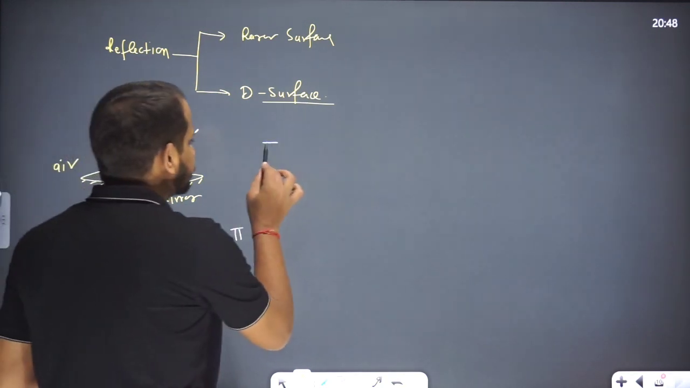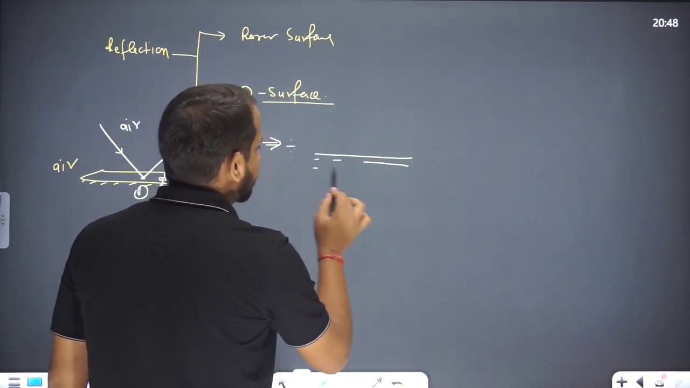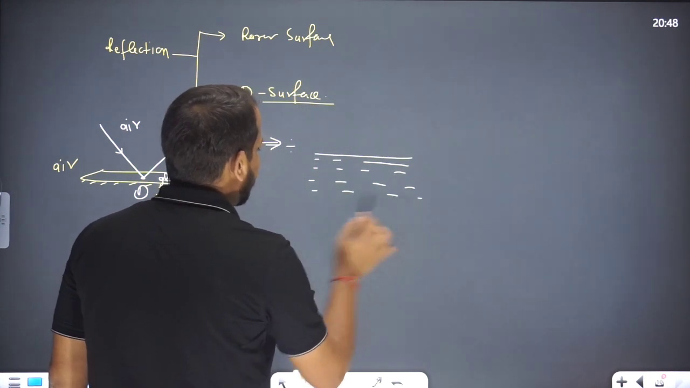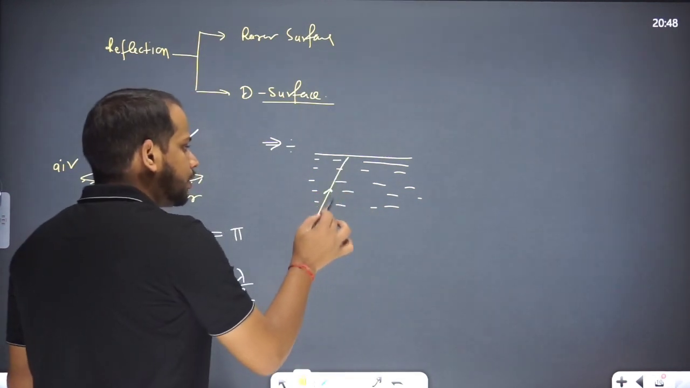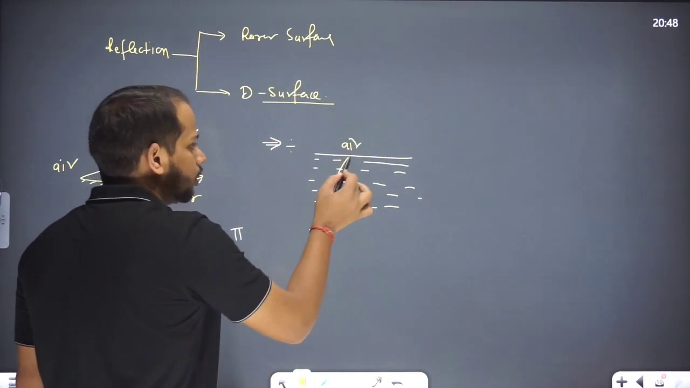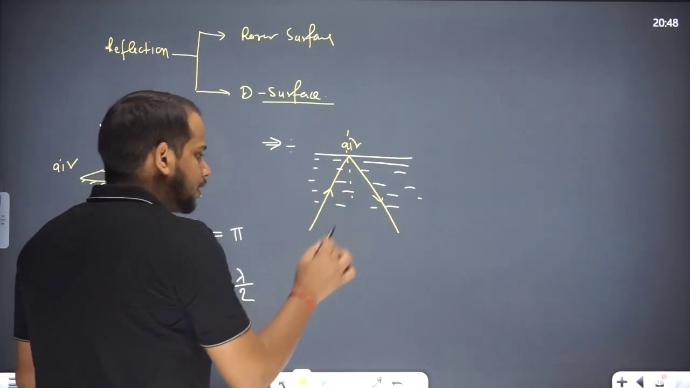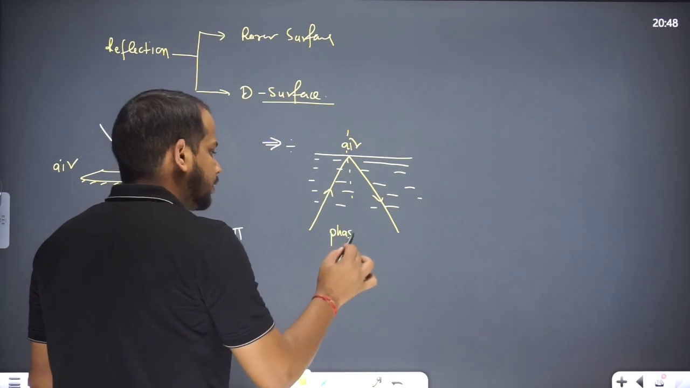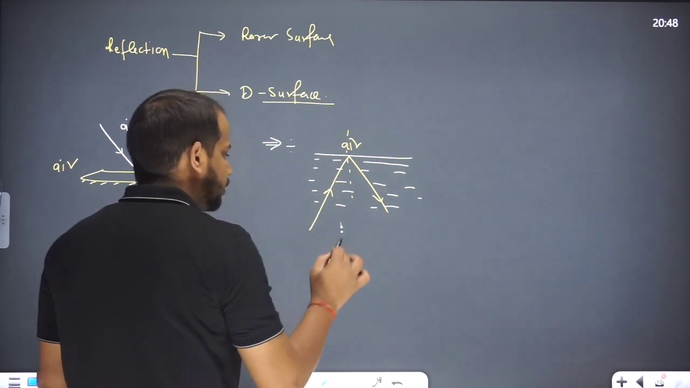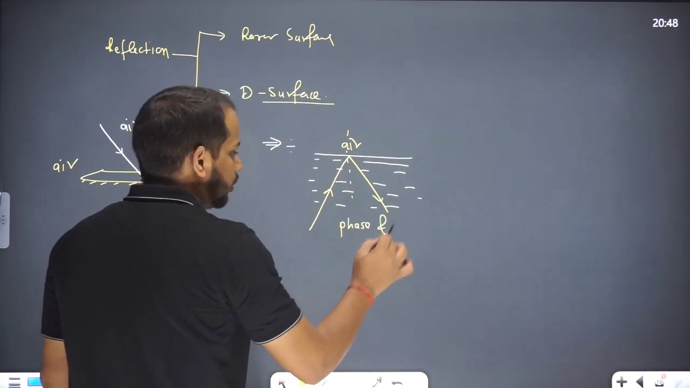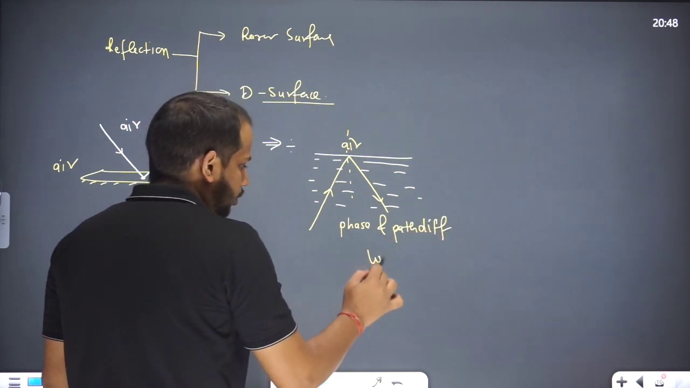If I am saying, let's assume this is the water surface we have, right? If this is the water we have and the light is incident on this one, so this is air and this is water. So it is reflecting in the same medium. So what is happening in this one? In this one the phase remains the same. Phase and path difference will be zero.